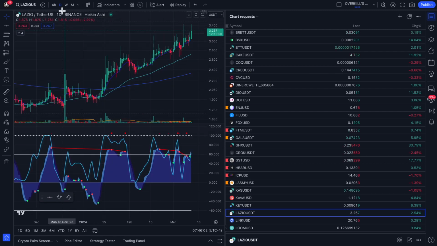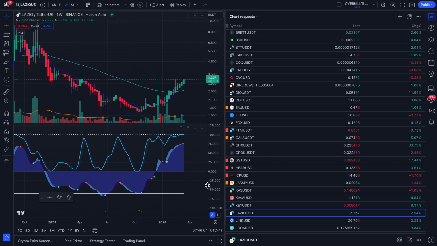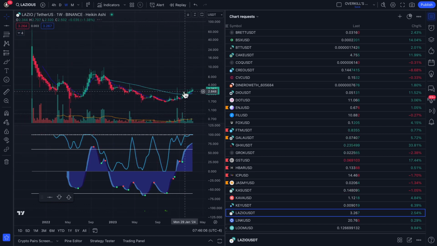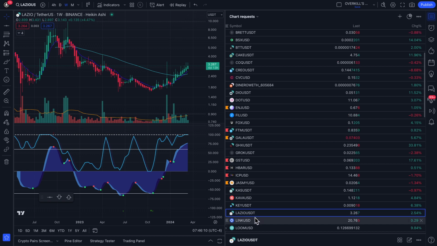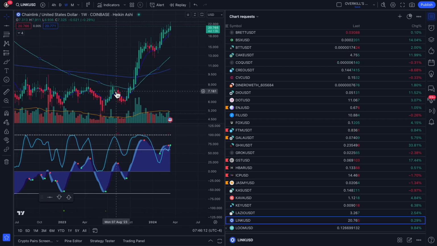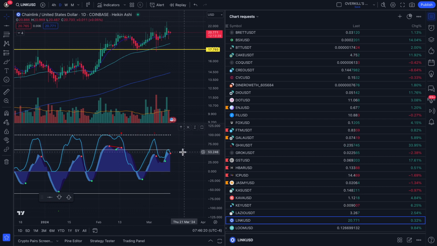Here's Lazio. Just grinding up. Okay, just broke out over the 50. This would be more of a fundamental play. There's no liquidity in this thing. Here's Chainlink. Chainlink got a green dot this week as well. So this one looks like it wants to continue grinding up. I got a stop loss at about 17.79. Probably be looking to sell this one as well when this gets up here on the daily.